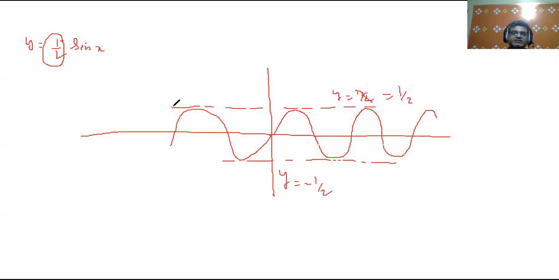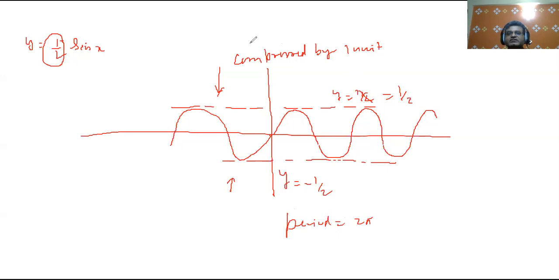So you can see that we have a decrease. It means the whole graph has just been compressed by 1 unit in total. Otherwise, there will be no change. The period will remain the same. There will be no change in the period. So we have learned how to decrease the height of the function. Now we'll move to the next.